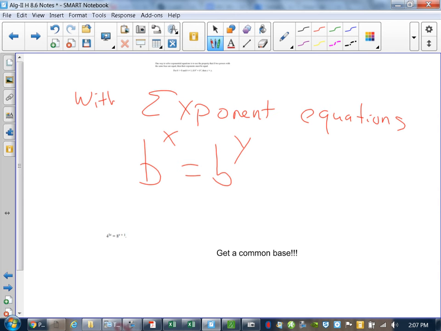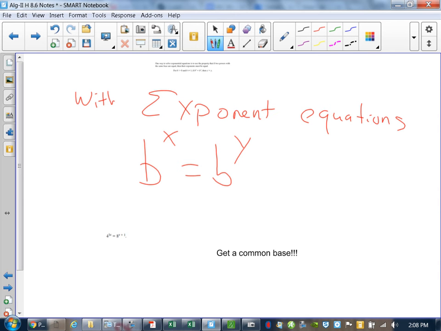Log base b of b is 1. Log base b of 1 is 0, sorry. And then the other one was log base b of b to the x is x, and b to the log base b of x also is x. Those are our 4 main things that we deal with when we're looking at exponential and or logarithmic equations and setups.